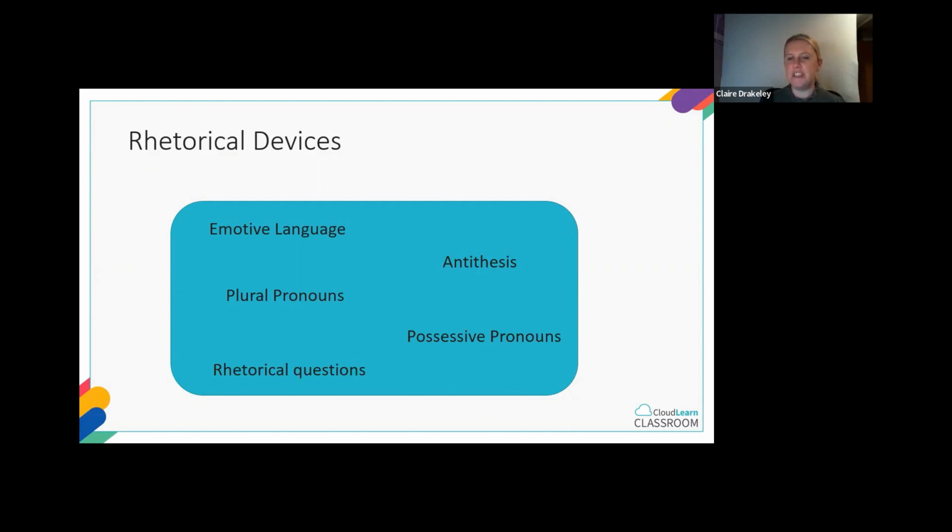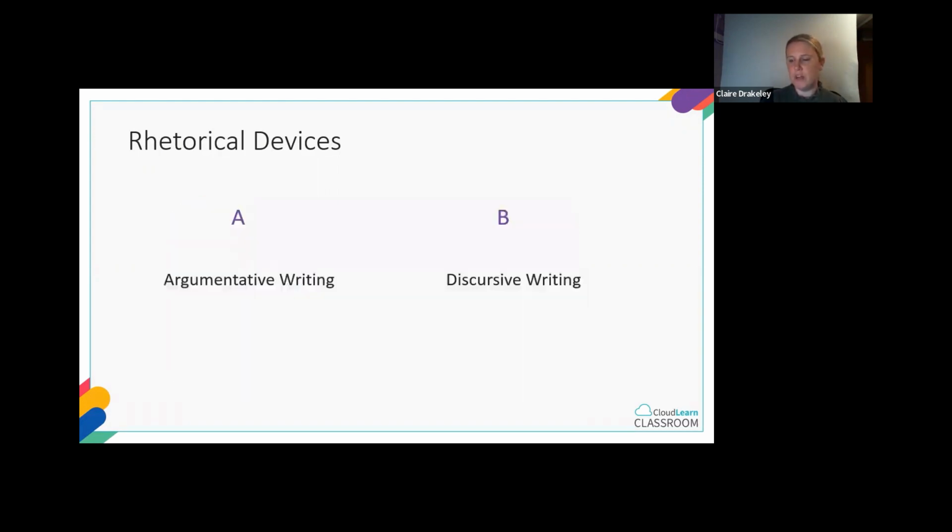Think back to speeches and leaflets, and that might give you some clue as to the next question I'm about to ask you. So rhetorical questions are a big no-no in one of these types of writing, but they're allowed and encouraged in another type of writing. So which is which? Let me share again the poll with you. Which of these types of writing, A, argumentative writing, or B, discursive writing, which of these types are rhetorical devices allowed and also recommended?